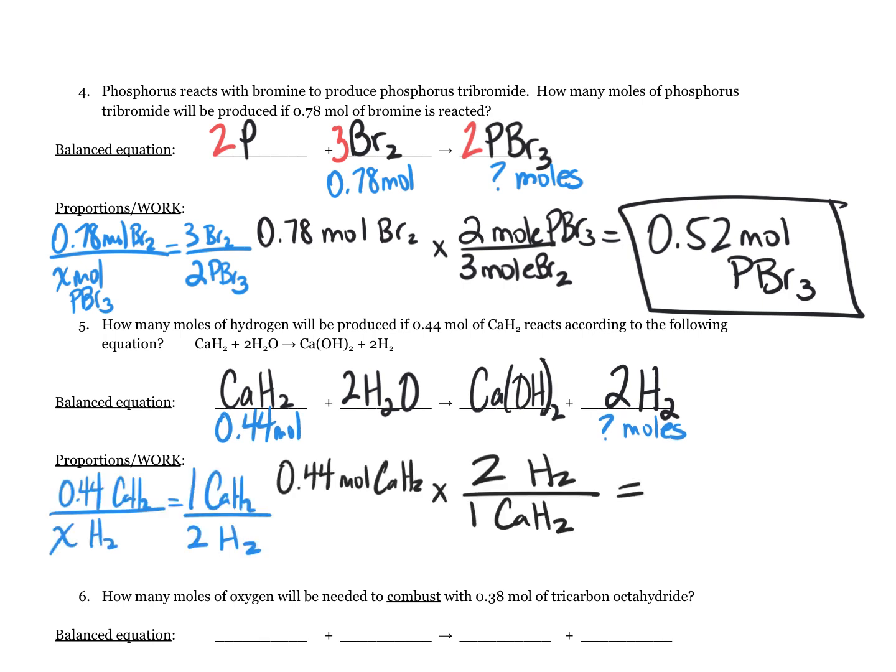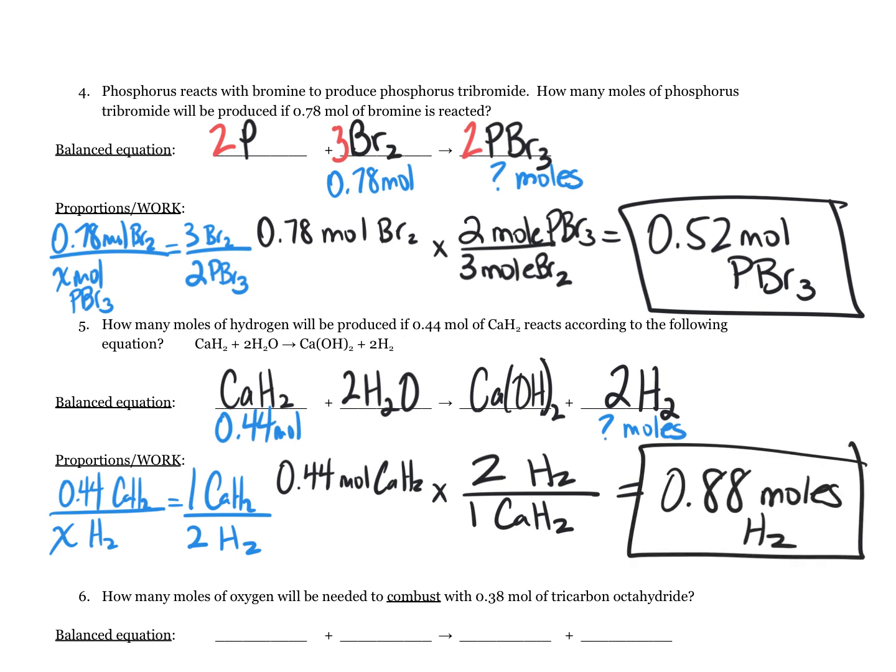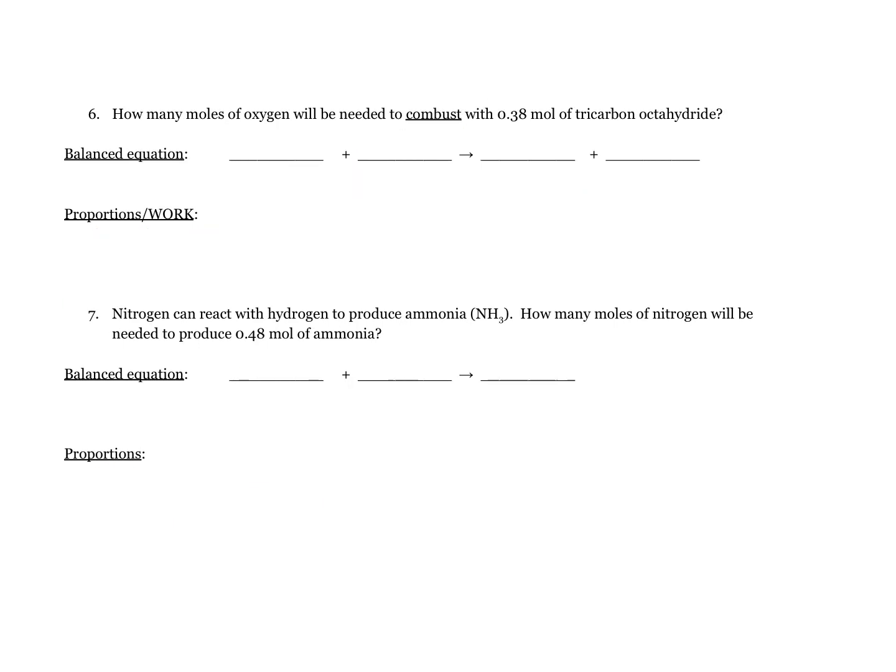So I've got my work shown here for starting with and multiplying by our ratio, 2 moles of hydrogen over 1 mole of calcium hydride. I also have in blue the cross multiply and solve for x. Either way you do it, you should get the same answer of 0.88 moles of hydrogen are going to be produced. Again, if you haven't tried to do any on your own, pause the video now and try to do these last 2 on your own.